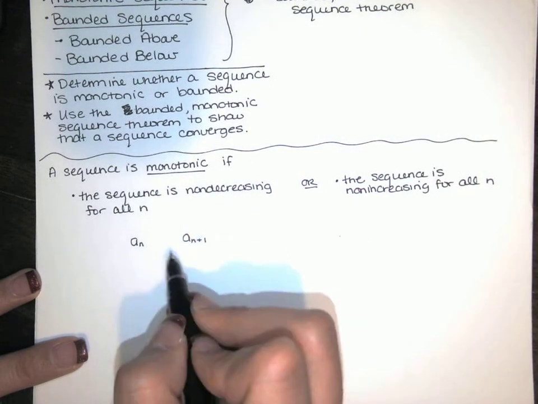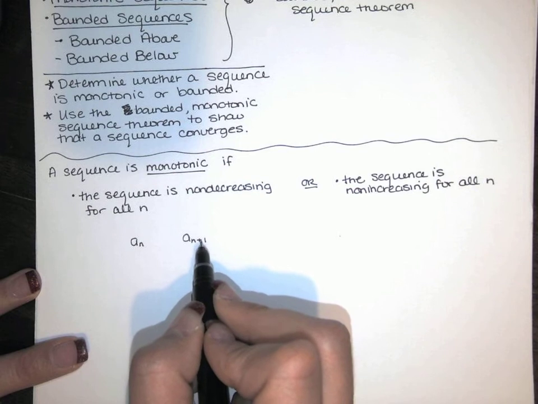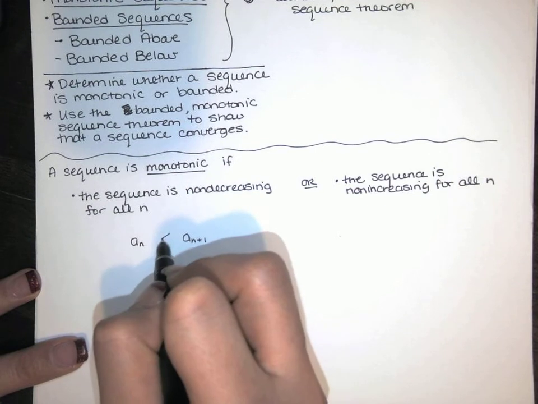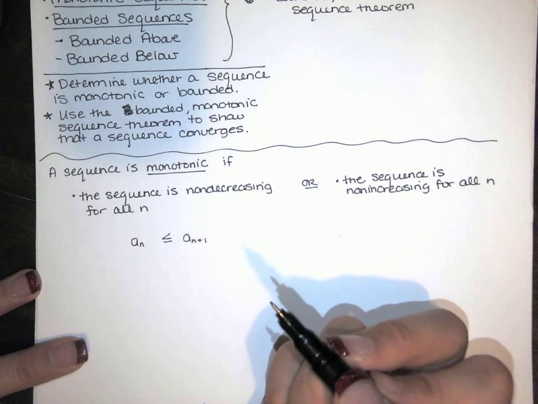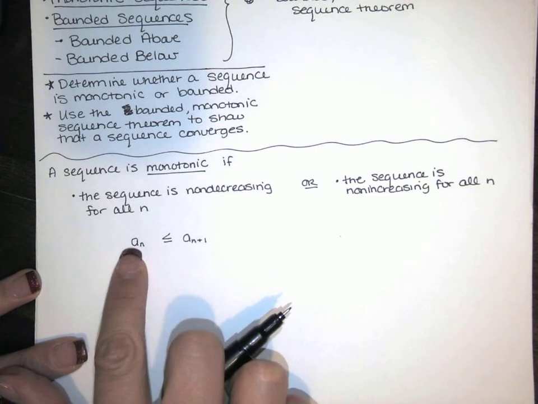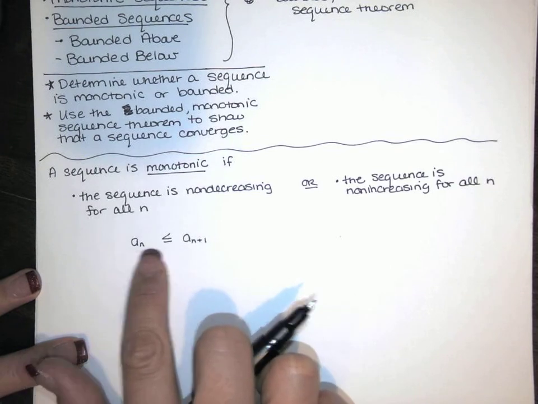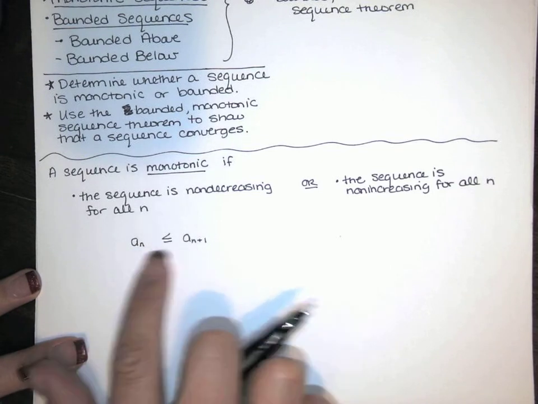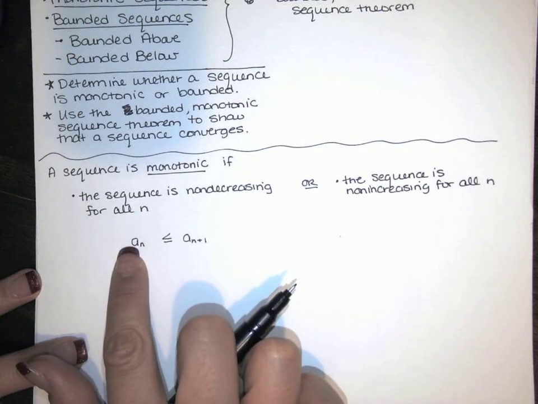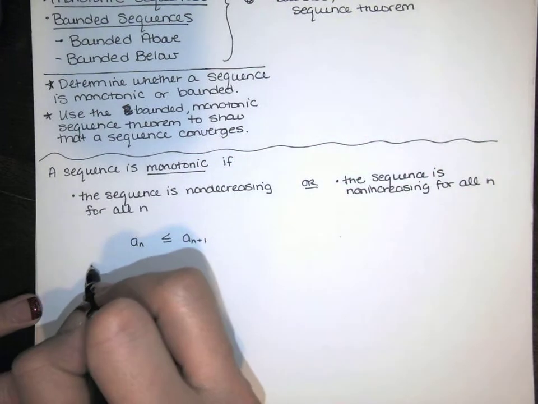If it's non-decreasing, a sub n plus 1 has to be greater than or possibly equal to a sub n for all n. And remember how a sub n plus 1 and a sub n are related to each other. This is just one term, and that's the one after it. So what this is saying is my two consecutive terms can sometimes be equal, or the one after has to be greater than the one before. And so a sequence that's non-decreasing for all n is monotonic.